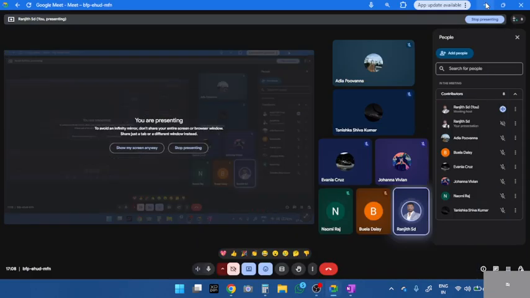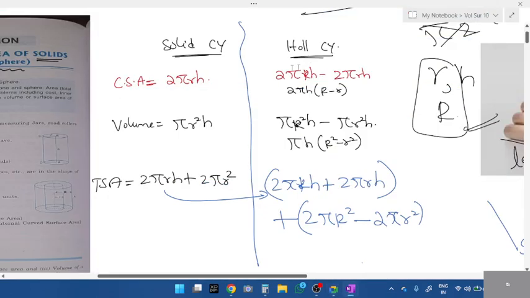Okay, can you see the screen, all of you? Is it being shared, students? This is the formula.